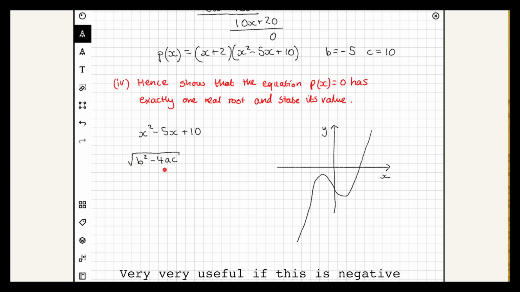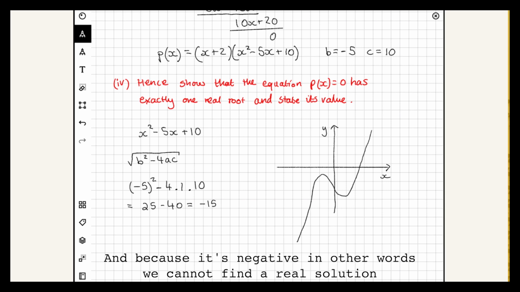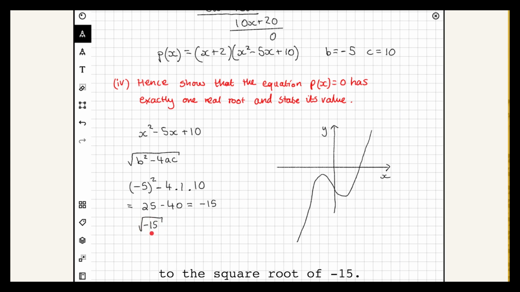If this is negative, then this cannot be factorized. It doesn't have roots. So b squared, b is minus 5, so minus 5 squared minus 4 times a, which is 1, times c, which is 10. And that equals 25 minus 40, which is minus 15. And because it's negative, we cannot find a real solution to the square root of minus 15. We know that this cannot be factorized and does not have any real roots.